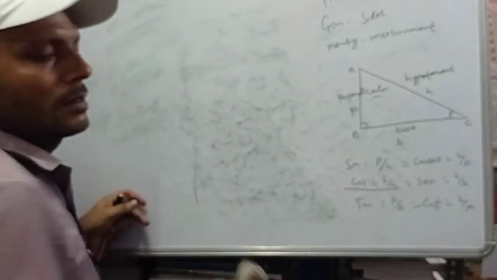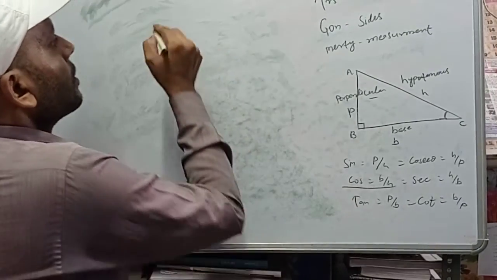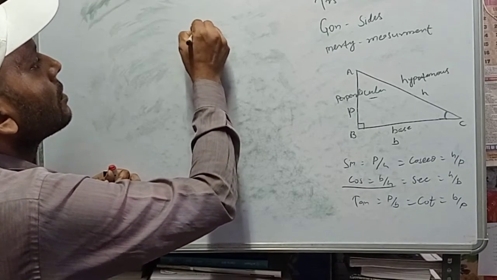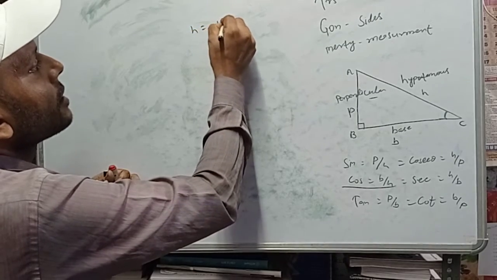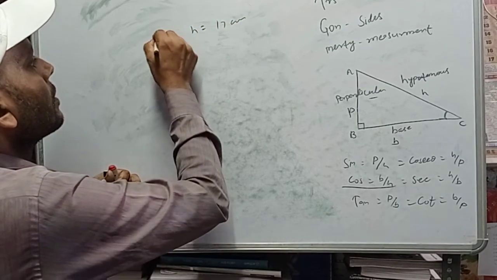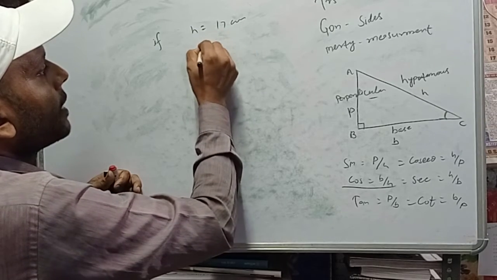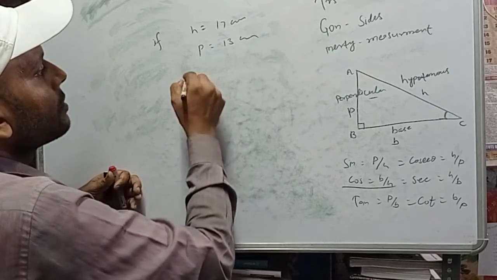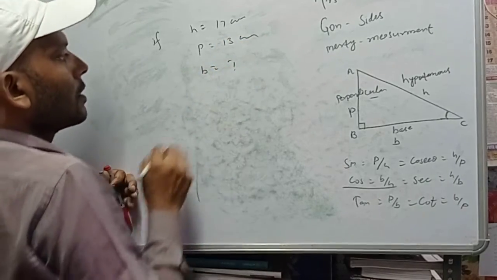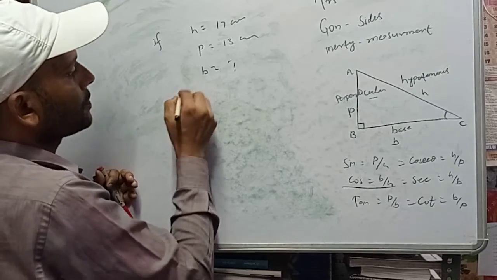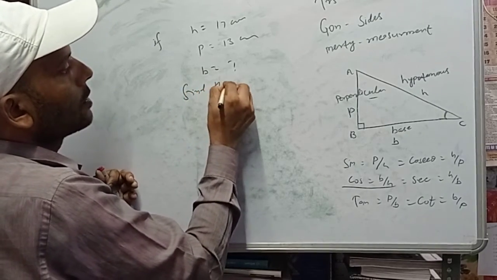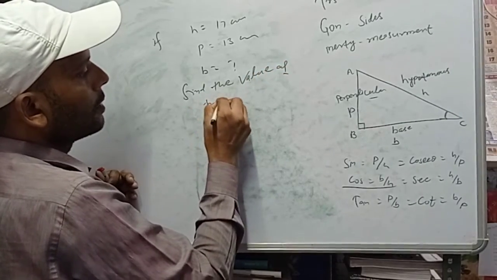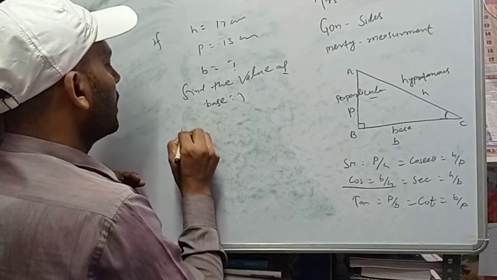Okay. Then once again, a numerical. Hypotenuse is equal to 17 centimeter. Perpendicular is equal to 13 centimeter. Base is equal to what? Find the value of base.